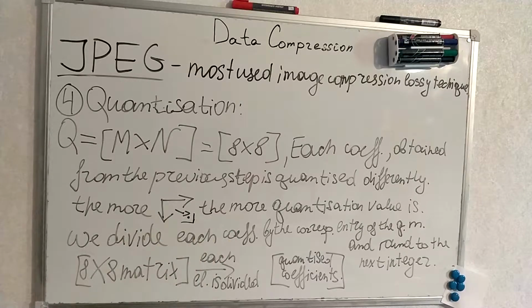So we divide each coefficient by the corresponding entry from the quantization matrix and round the result to the nearest integer. So in the 8x8 matrix, each element is divided by the quantization matrix element, and we produce quantized coefficients.